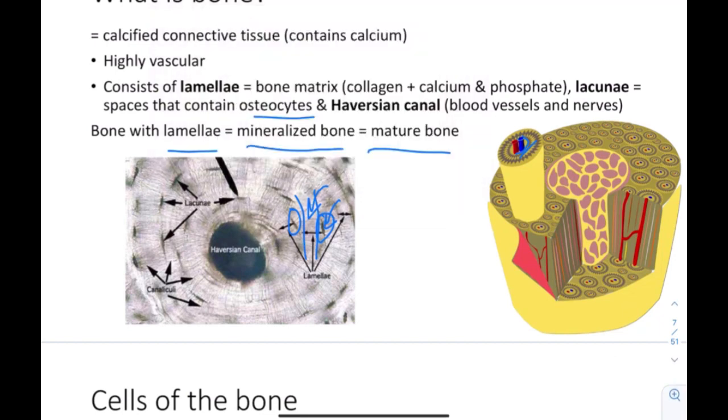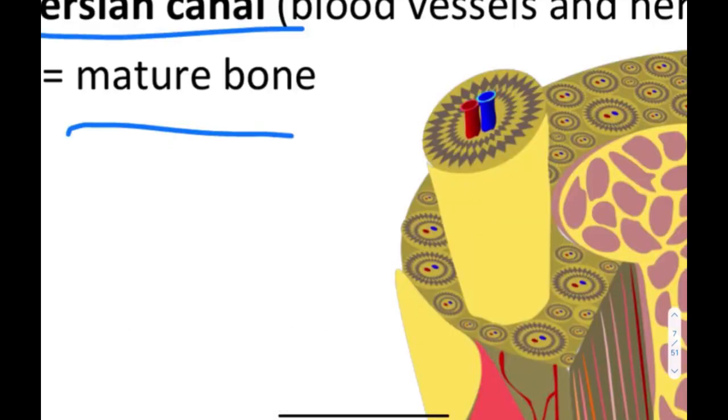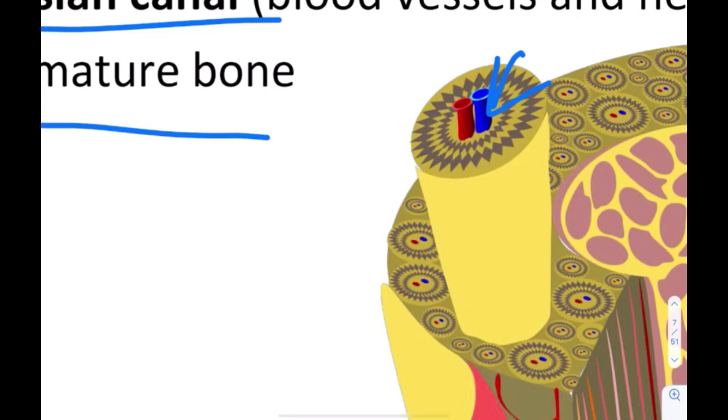Another part of the bone is called the Haversian canal. Write the Haversian canal right here. The Haversian canal is in the center, and it has blood vessels and nerves.